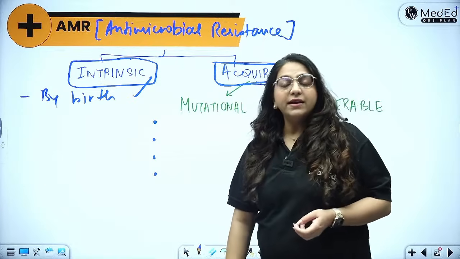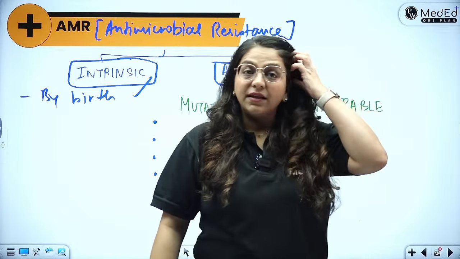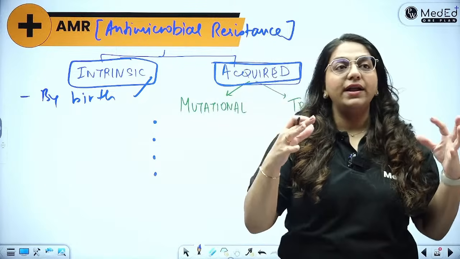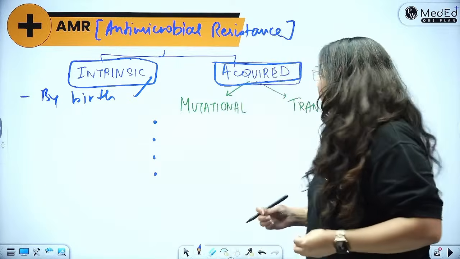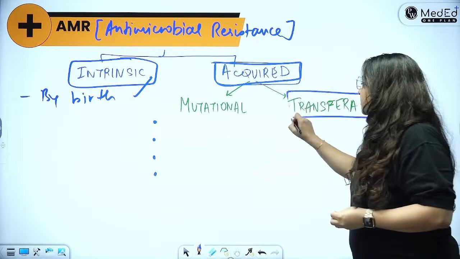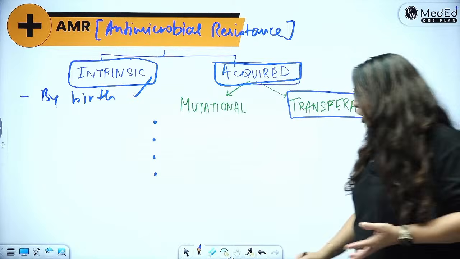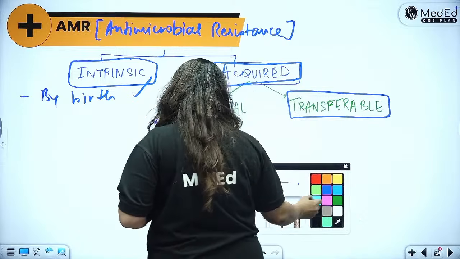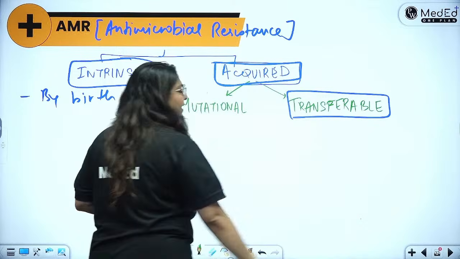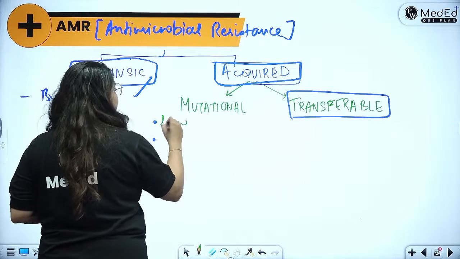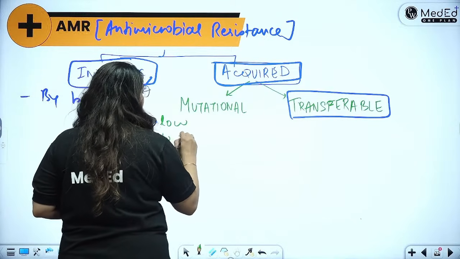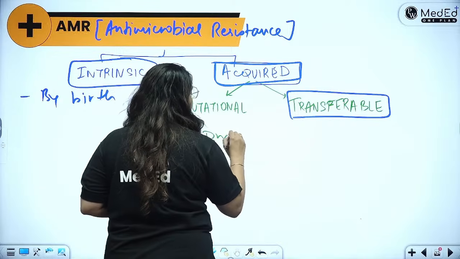What is acquired? In acquired resistance, the resistance is acquired either in the form of small mutations, or they are transferable by the transfer of different plasmids. So what happens in mutational resistance? There is a point mutation and the bacteria shows a low level of resistance. The level of resistance is low and it is usually to one drug or a single class of drugs.